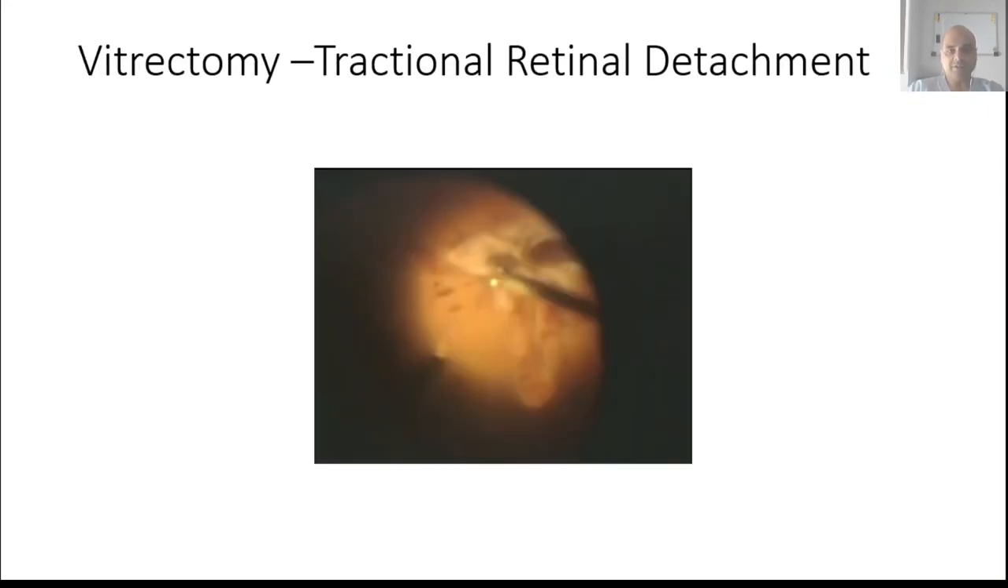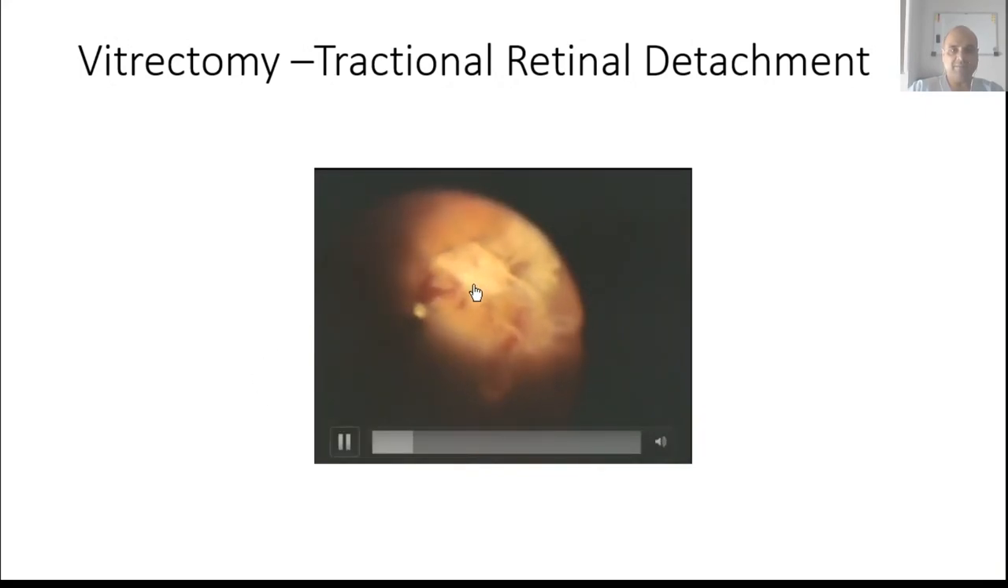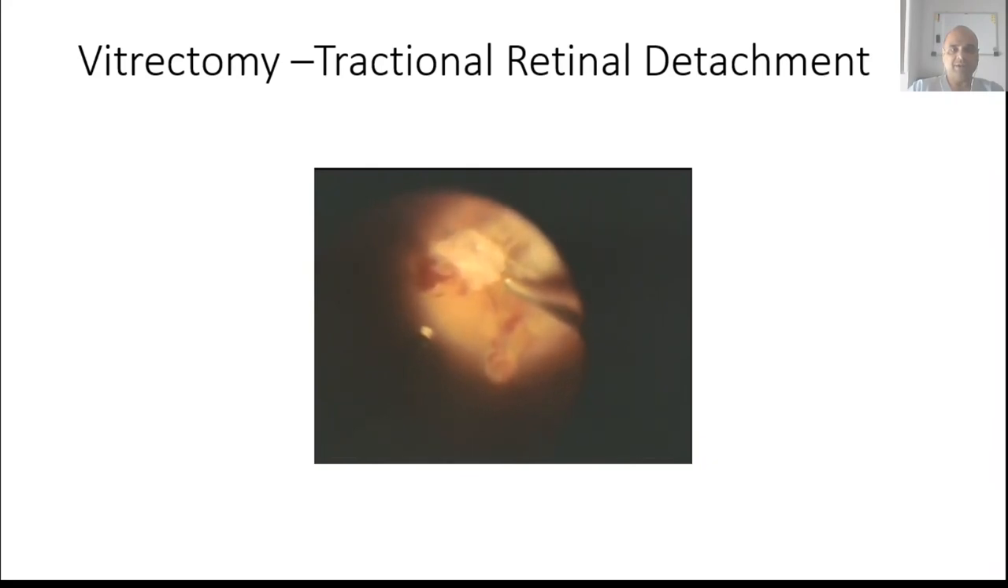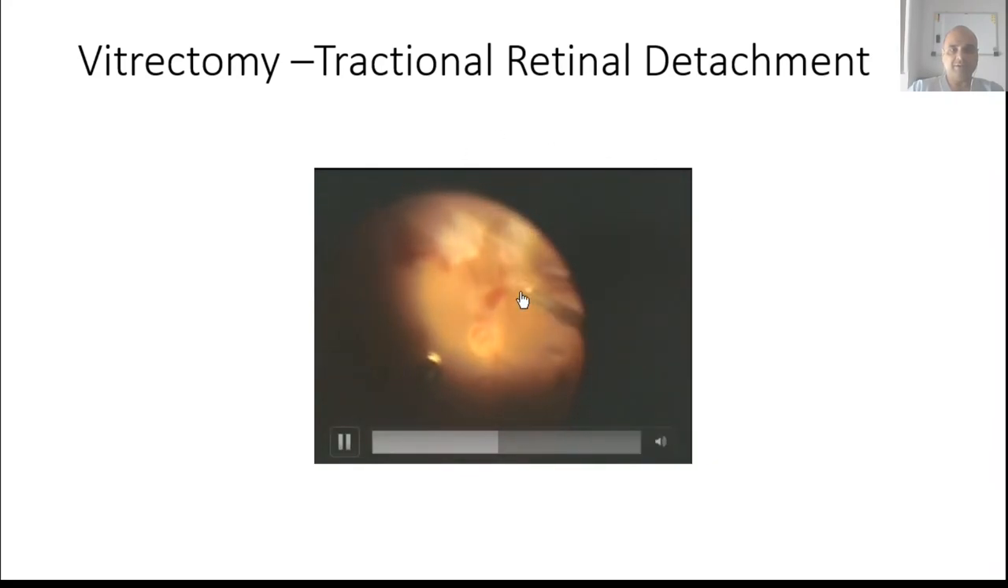So this is just a little video showing how the bands are cut. Although it might look easy, this is the band being picked up by a forceps to separate it and to identify which is the retina and which is the band. And this is the vitreous cutter, the same cutter used to remove the vitreous in rhegmatogenous retinal detachment. And it is cutting away these bands.